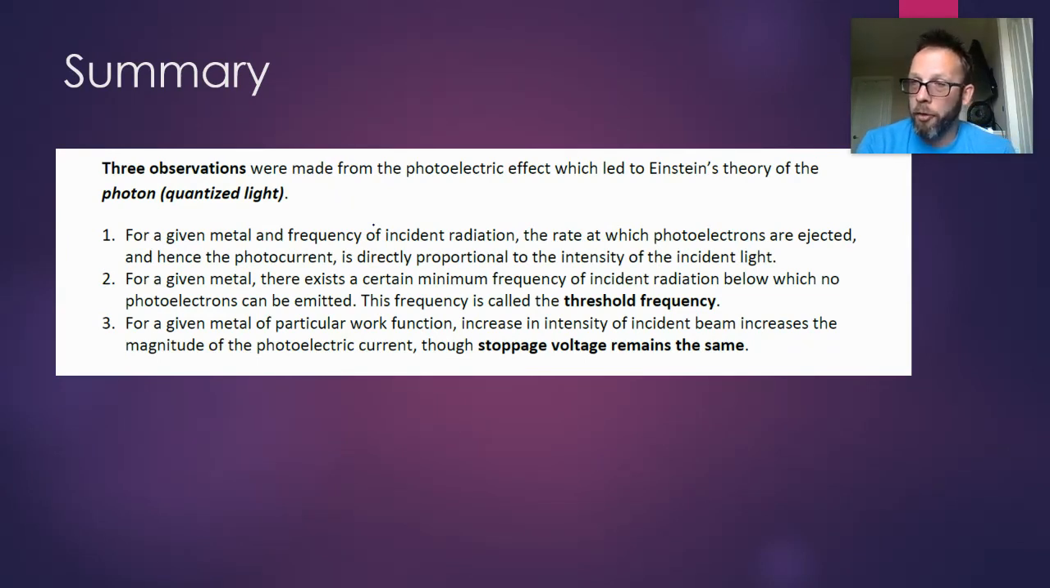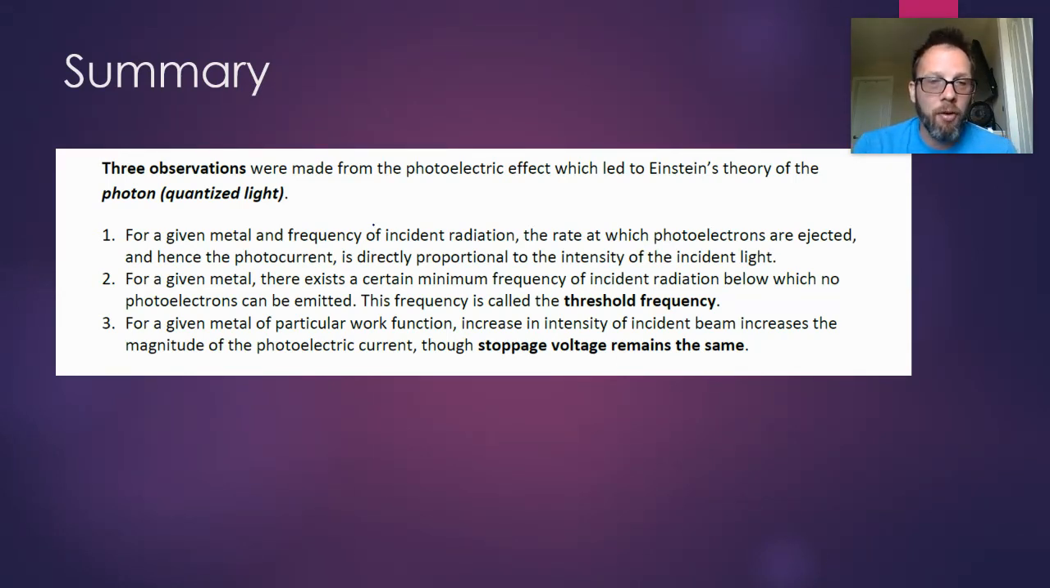So the particle theory of light. For a given metal and frequency of radiation, the rate at which photoelectrons are ejected, and hence the photocurrent, is proportional to the intensity of the incident light. So it basically means if you double the intensity of the light, you're not doubling the frequency, you're just doubling how many photons are shining on that metal, so you're basically going to double the current.